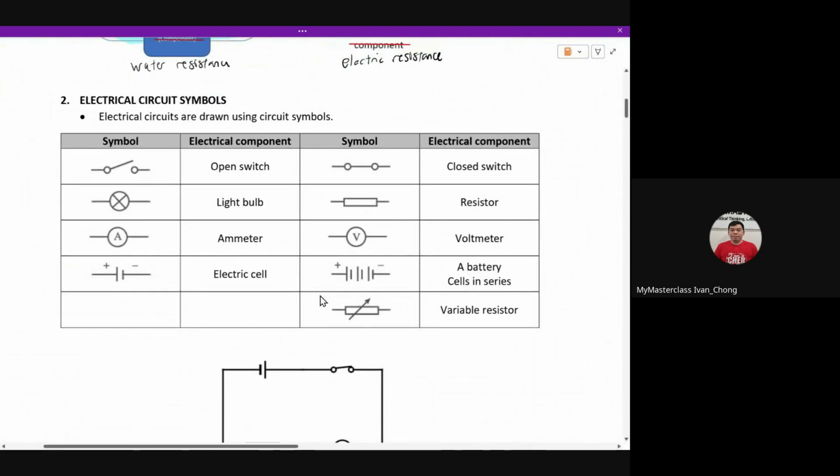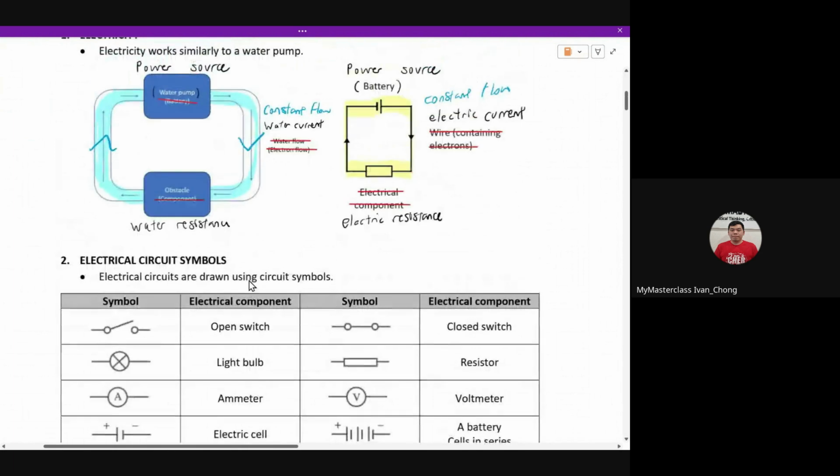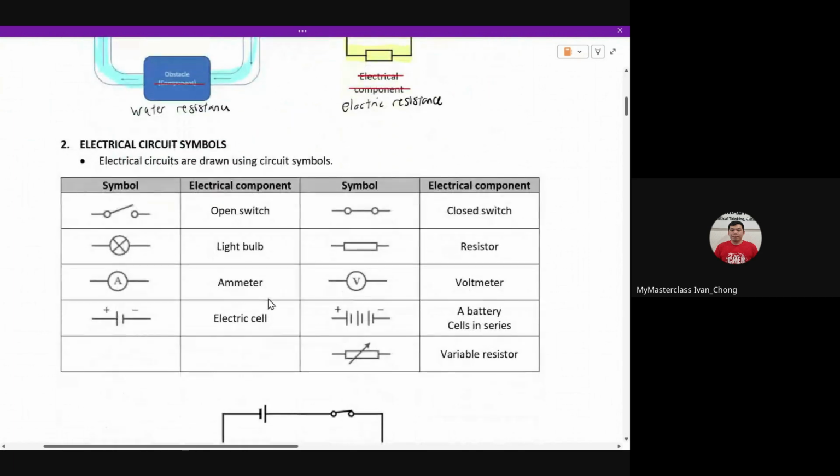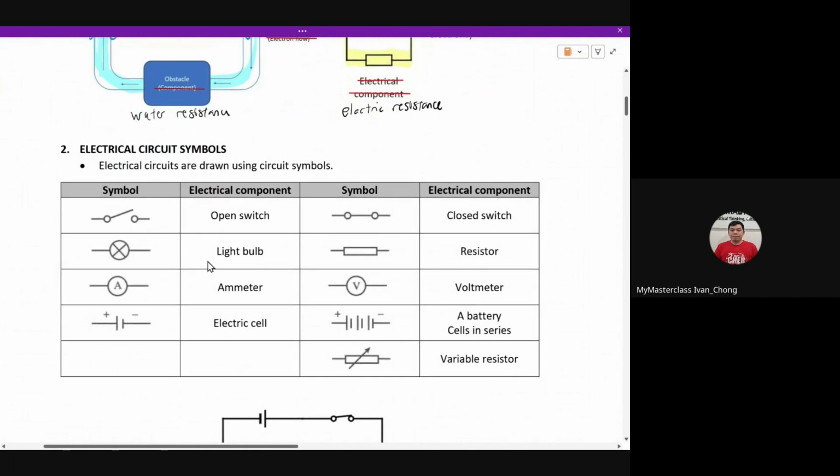So first things first, you'll notice that we use some symbols over here to represent different things. First thing is your switch. You have an open switch and a closed switch. Basically, you can just think of it as a clip. Once your clip is closed, you are closed. If your clip is open, you are open.